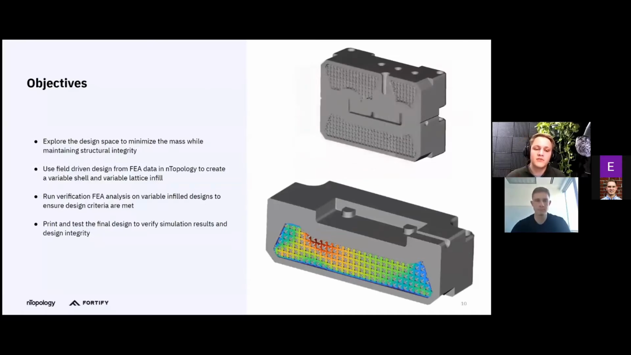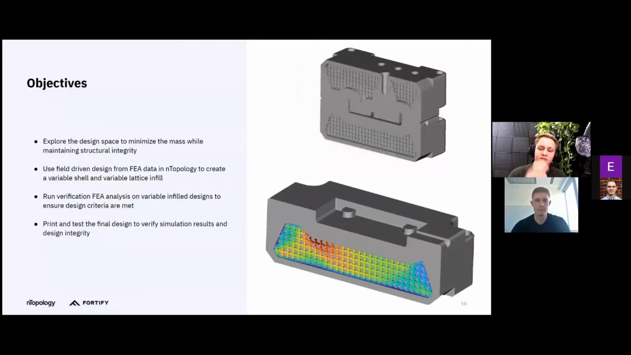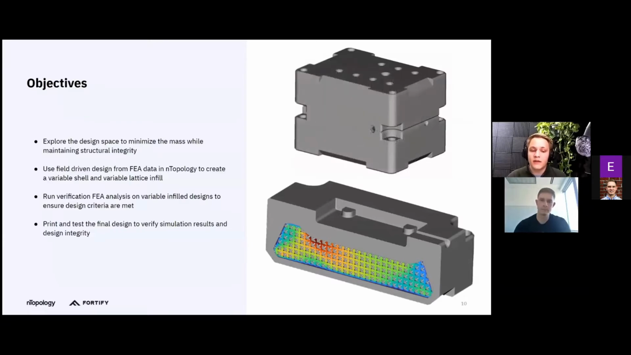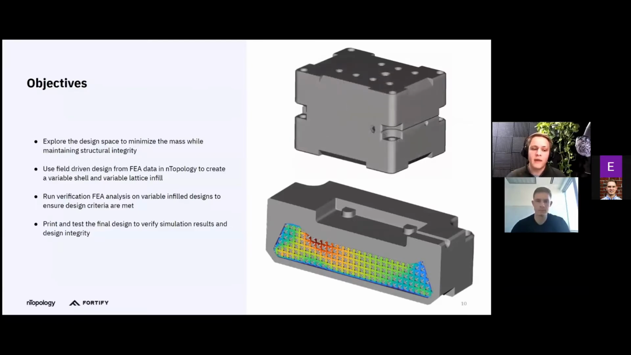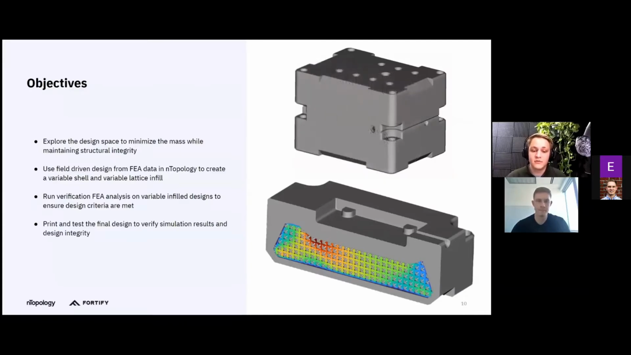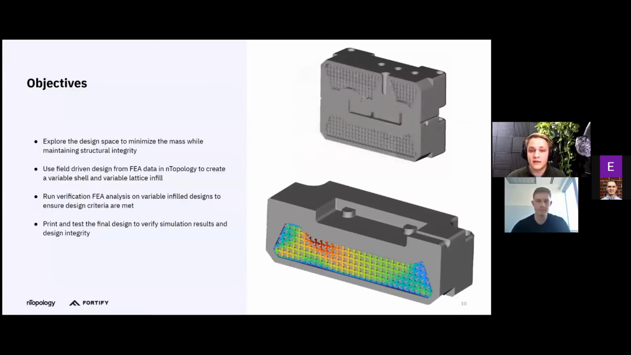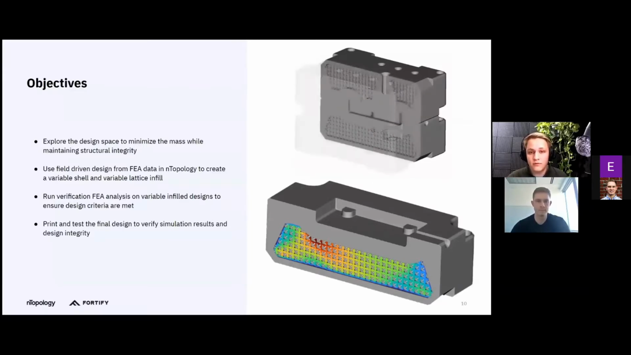We're going to be using field-driven design from FEA data in nTopology to actually create a variable shell and a variable lattice at the end of the day. We're going to be running verification analysis inside of nTopology, and we're going to ensure that those design criteria are met. And then finally, I'm going to send that over to Ben. He's going to print it, he's going to test it, and he's going to verify the simulation results and the design integrity. So that's all our goals. Overall, the objectives are to remove as much material from this mold as possible while maintaining the structural integrity to keep the tolerances of the molding process in spec.